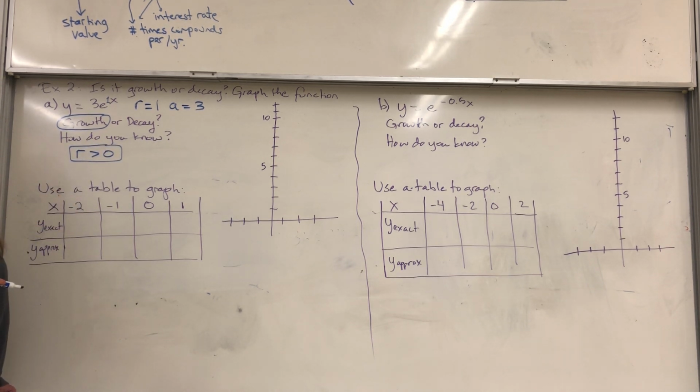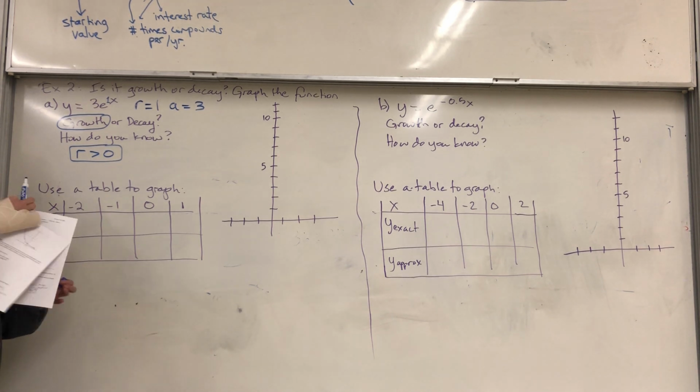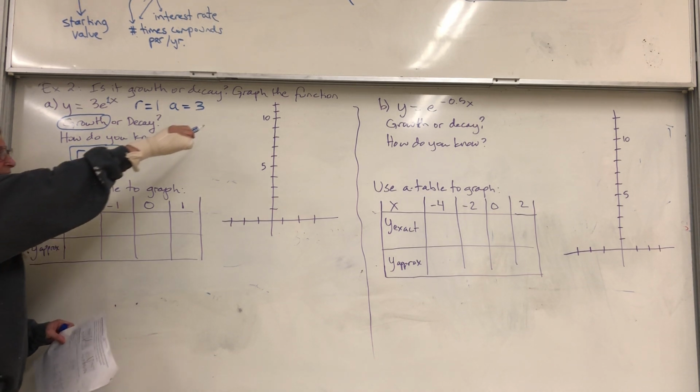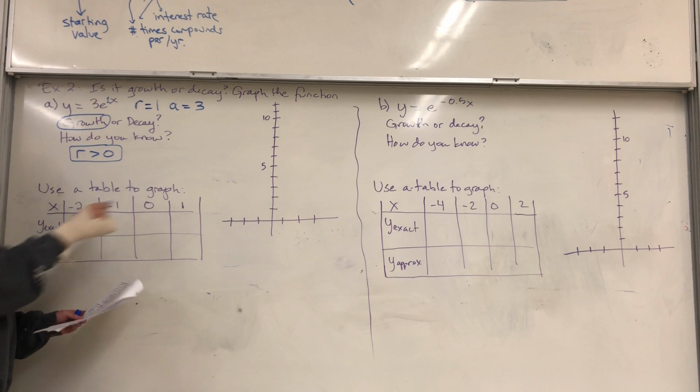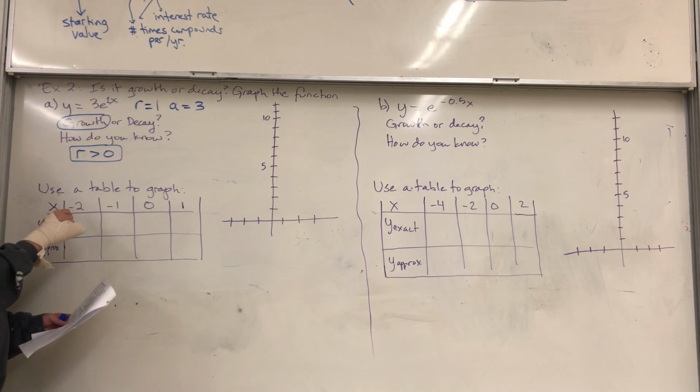Okay, so the way I'm going to graph this is just the old-fashioned plug-and-chug way. The reason I have y exact and y approximate is that the exact values are going to have the e's in them, and for the approximate values, we're just going to punch it in our calculator and estimate, because it's easier to graph when there's an actual number to graph. So here are the x values we're going to use. Let's plug in x is negative 2.